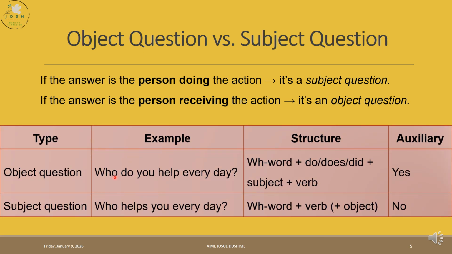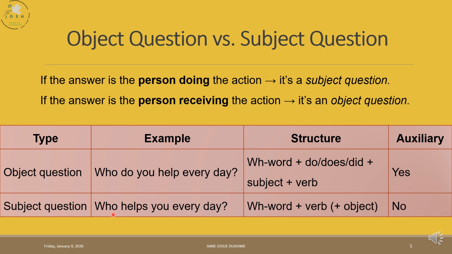If I say, who do you help? Think about that. Who do you help? I want to know the person who receives your help. Because I'm asking you, who do you help? I want to know the person who receives your help. In that case, that's an object question.